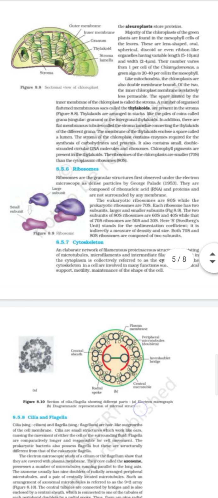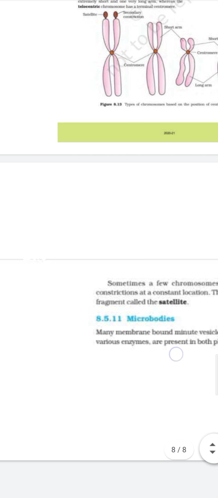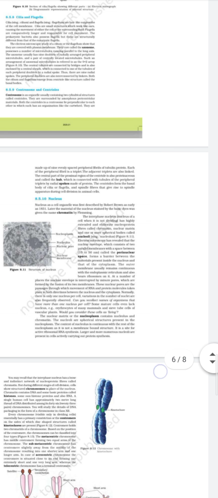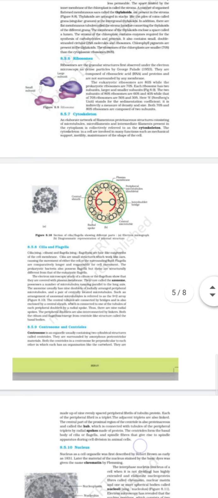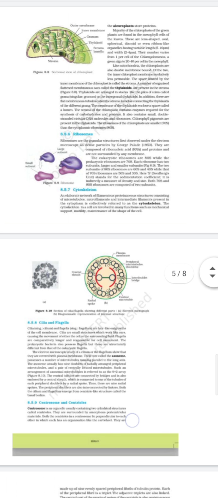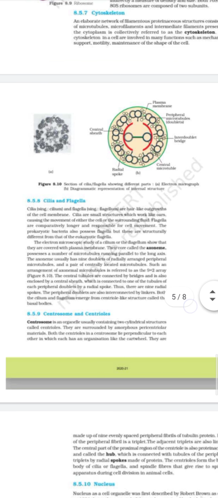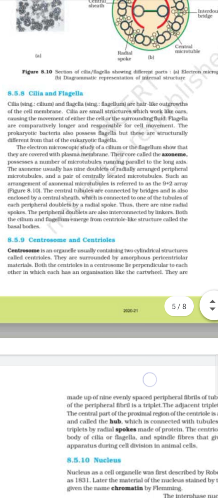Today we will discuss nucleus, centrosomes and centrioles, cilia and flagella. Okay, so let's start with cilia and flagella first of all.